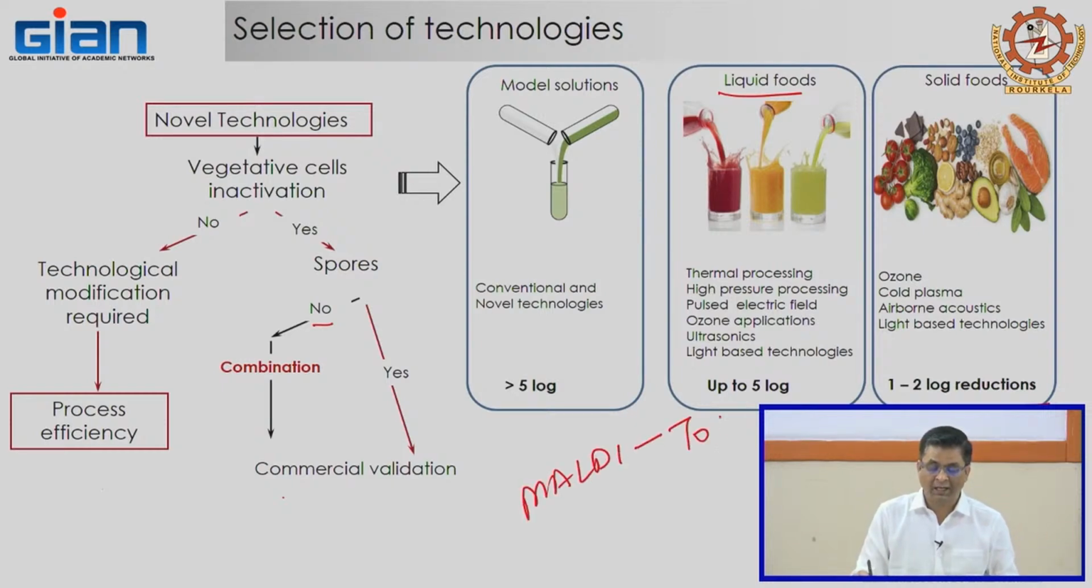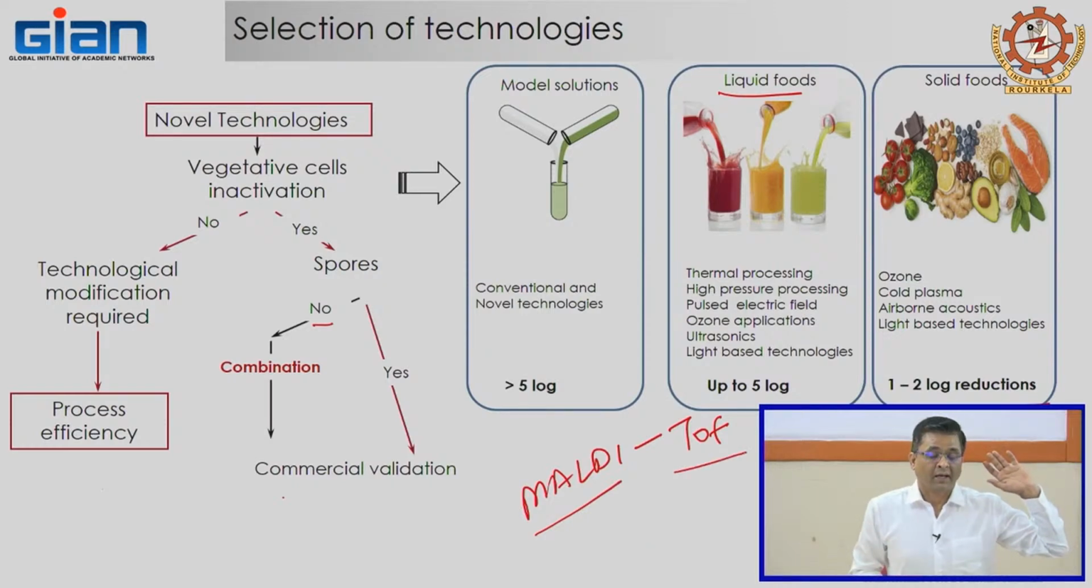MALDI-TOF. Do you know MALDI-TOF? Or untargeted metabolomics, yeah. Matrix assisted laser desorption ionization, time of flight, yeah. I'll put it this way, coffee contains how many flavors, how many phytochemicals? More than 800, yeah. How many do we know? 30, 40, some are not known. So that is called untargeted.